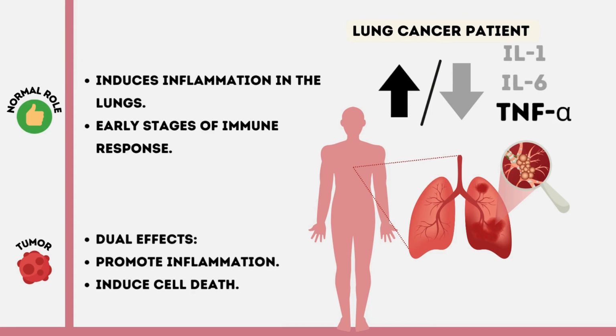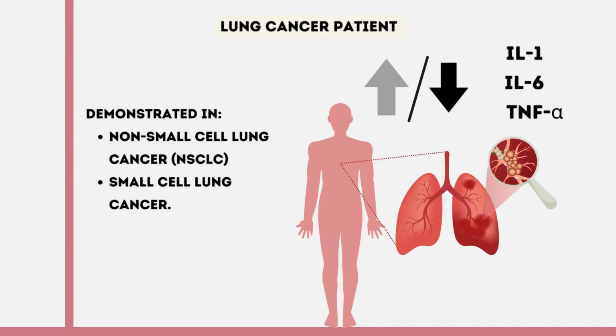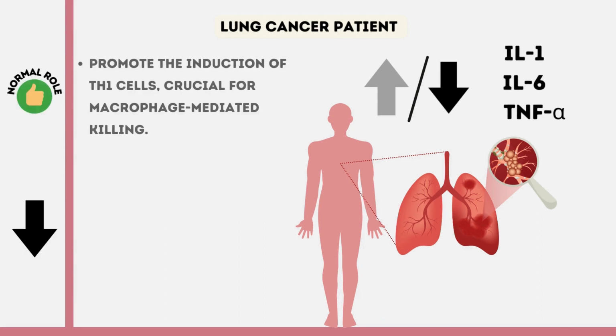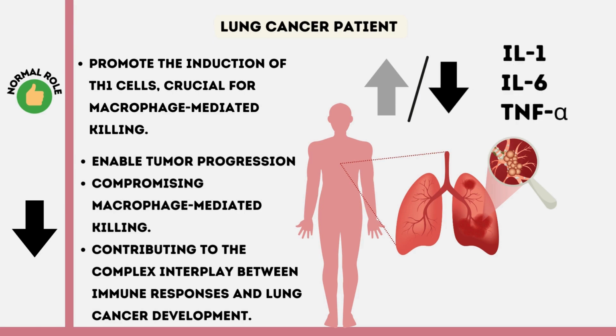We can also find reduced production of IL-1, IL-6, and TNF-alpha in lung cancer. This is commonly demonstrated in alveolar macrophages from patients with non-small cell lung cancer and small cell lung cancer. Reduced IL-6 secretion is also seen in patients with specific subtypes of lung cancer. Normally, TNF-alpha, IL-1, and IL-6 promote the induction of Th1, T helper cells, which are crucial for macrophage-mediated killing.